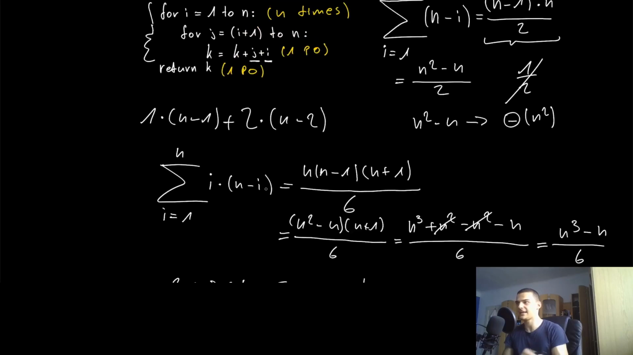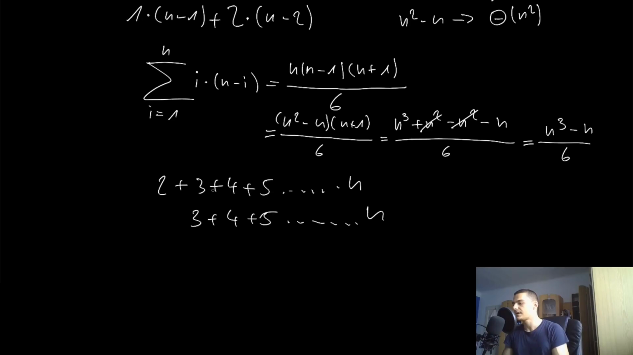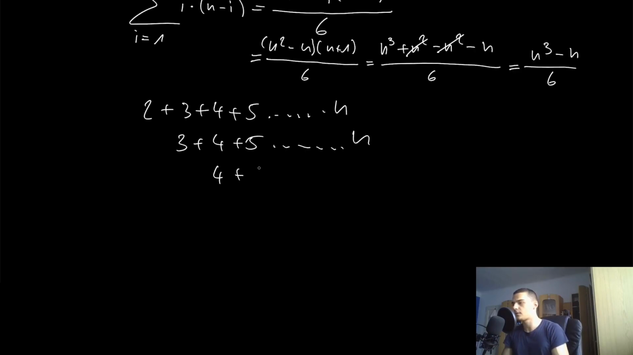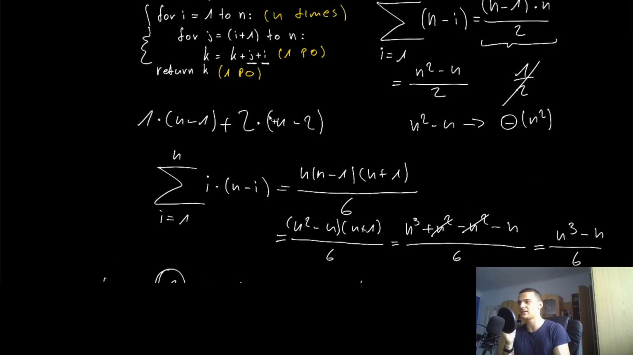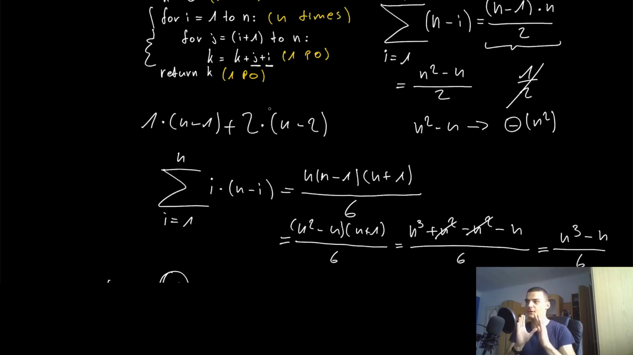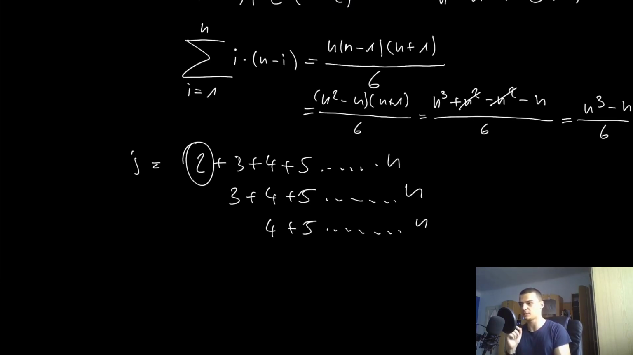Then again, i gets increased by 1. We start counting from 4, which means that we start here, 4, 5, and so on up until n. And as you can see, you can spot a pattern here. The value 2, j equals 2, happens only a single time. And this is the case when i equals 1. In the very first iteration of the second loop, when i equals 1, we add j equals 2 to k. This never happens again.